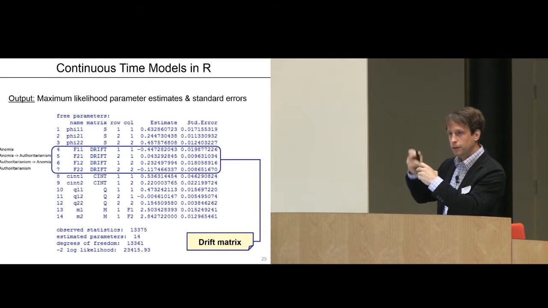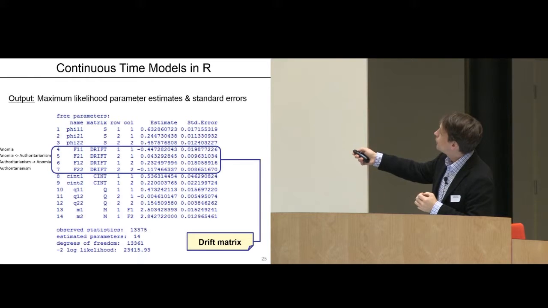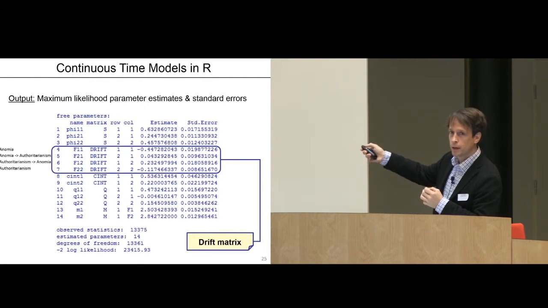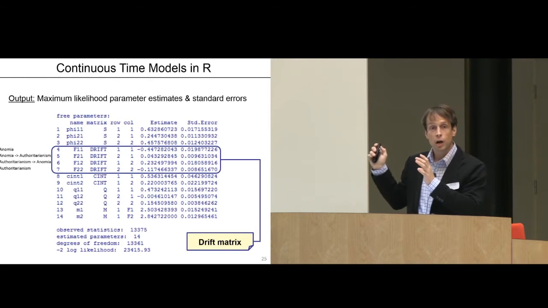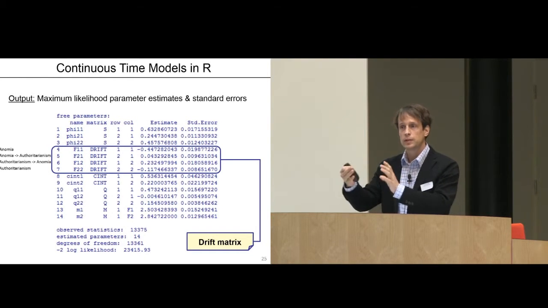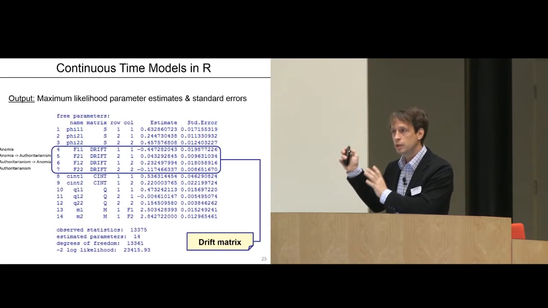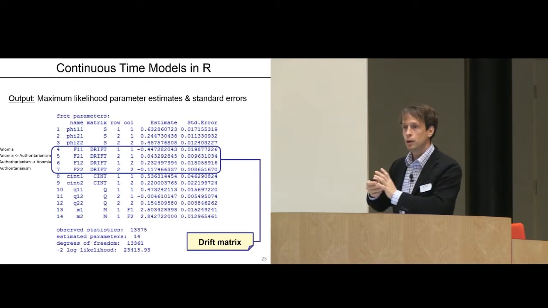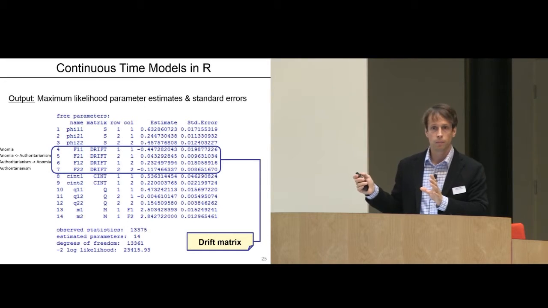And with the cross-lagged effects, again, the usual way around, we find that the effect of authoritarianism on anomia is somewhat stronger than the other way around. And these are the parameter estimates, which are independent of the specific sampling intervals we were using. So these are parameters we can always interpret and compare across different studies.